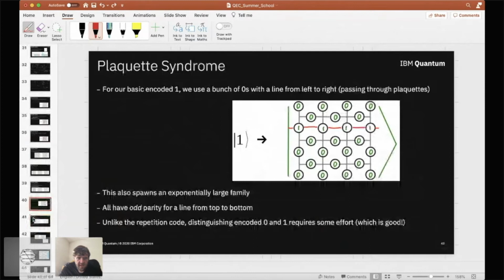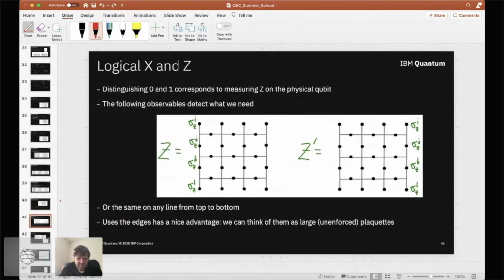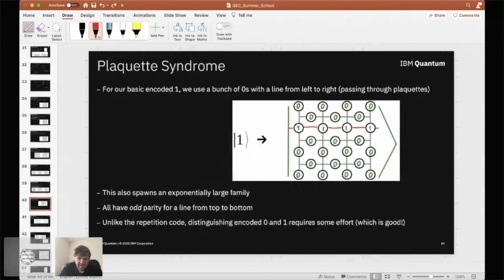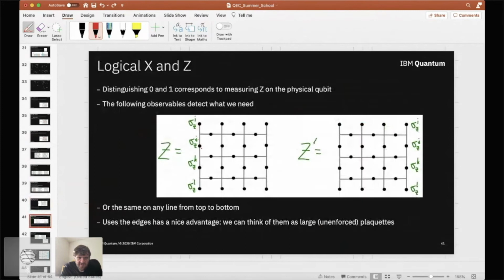So given that this is how we encode zero and one, how do we detect the difference between a zero and a one? What we could do is choose a line of qubits from top to bottom, measure them, and then look at the parity of the result. At that point, we don't care about collapsing superpositions anymore because we actually want to measure it. So we measure a line from top to bottom and count the parity. If it's even, we've encoded a zero. If it's odd, we've encoded a one. So we're doing Z measurements on a line from top to bottom. This is a thing to keep in mind for later.